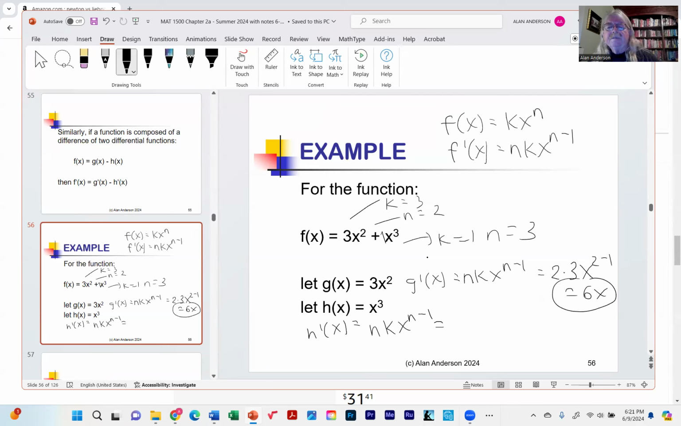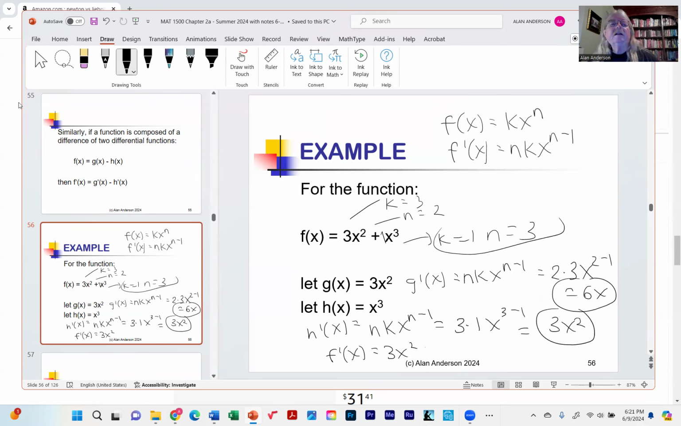For this one, h prime of x will be nk x to the n minus 1. N is 3, k is 1, x to the 3 minus 1, 3x squared. So the final result is that f prime of x, the sum, is 6x plus 3x squared. Actually, let me write it in the same order.